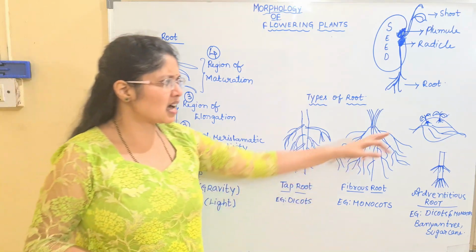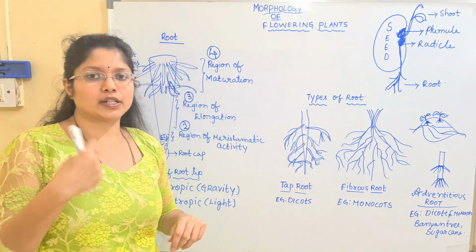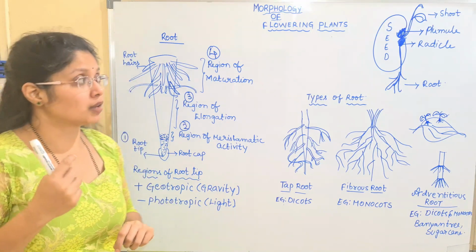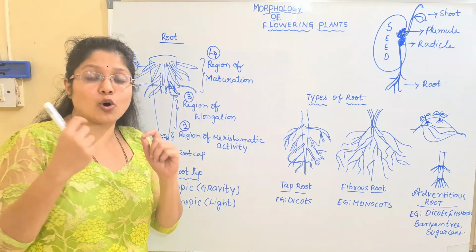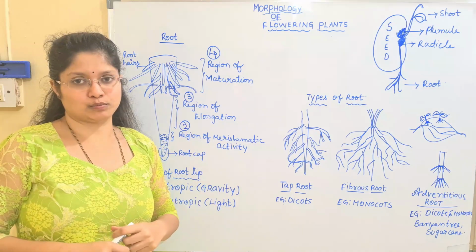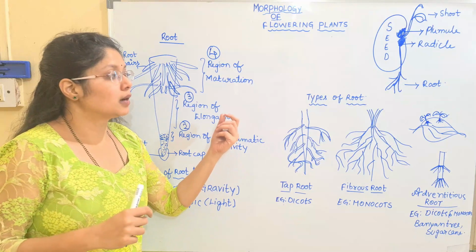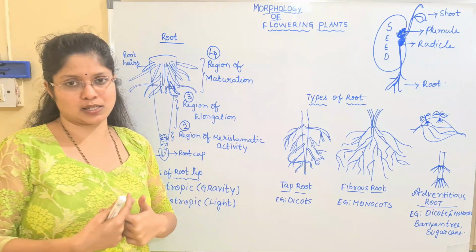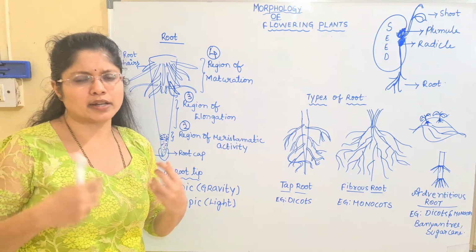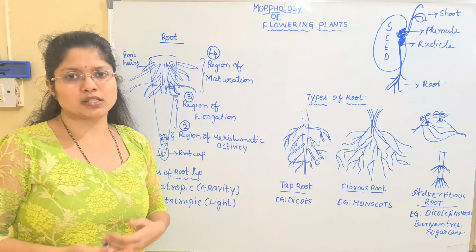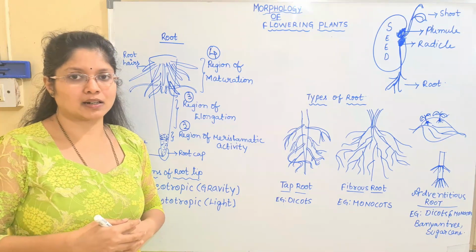And the last type is the adventitious root system. Any root that originates from tissue other than the radicle is known as an adventitious root. This is an extraordinary root system which is seen in plants in various conditions, during stress, or in changed environmental conditions.